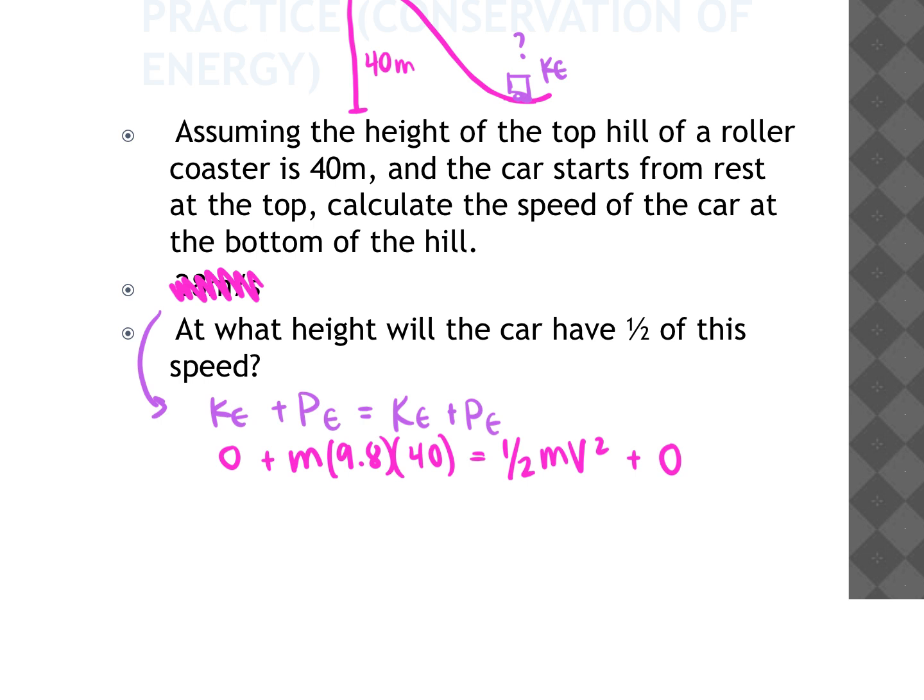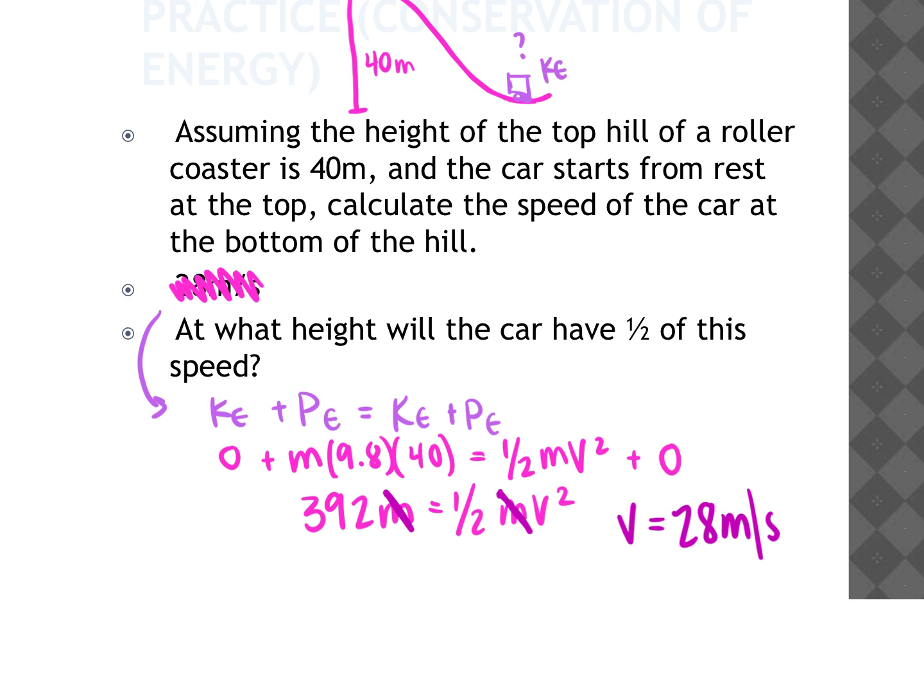Okay, so now we're just looking at the math. 9.8 times 40, ooh, bless you. 392 m equals 1/2 mv squared. What happens to my m's here? They go away. So 392 divided by 1/2 and square root gives me a velocity of 28 meters per second. And because this object is not in free fall, I'm not going to put the negative on there. I'm just going to keep it positive because it's moving forward on a track.